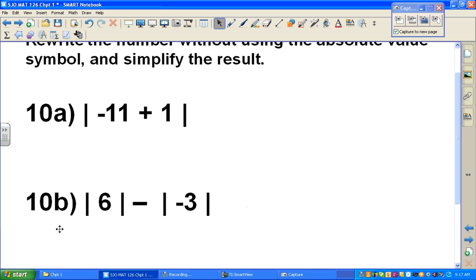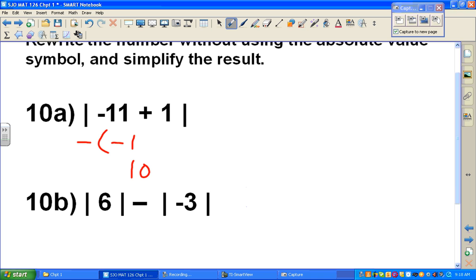There we go. This is negative 11 plus 1. So the answer is going to be negative 10, isn't it? And the absolute value would be 10, wouldn't it? Does that make sense? But what algebraic step do I need in here to make sure I end up with 10? What's the algebraic step?